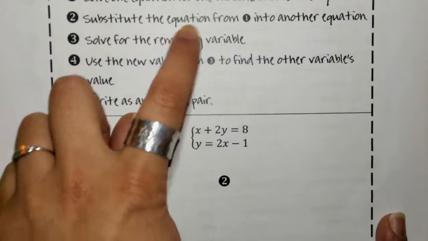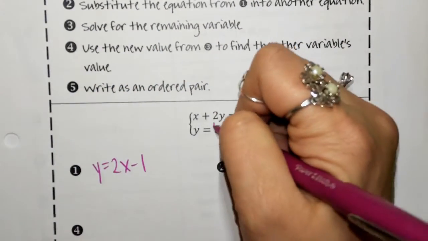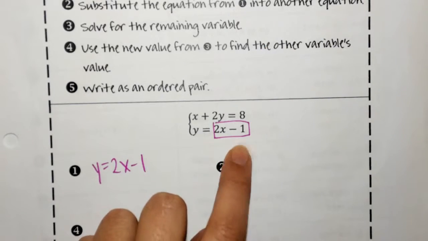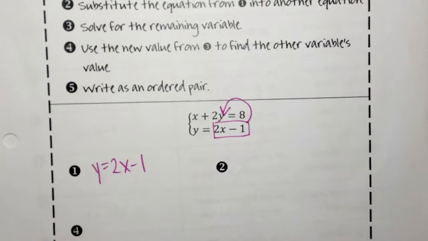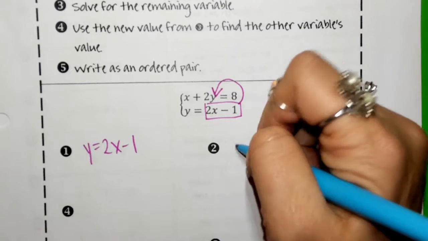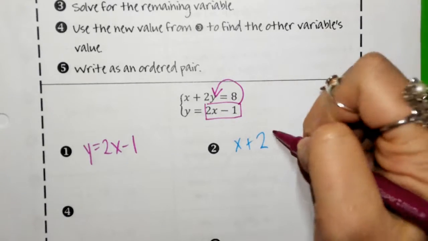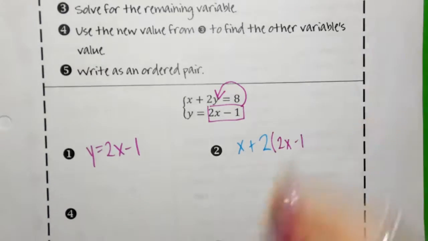Alright, step 2. Substitute the equation from one into another equation. So we know what y equals. Y equals 2x minus 1. So we're going to take that information and we're going to plug it into our top equation. Is everybody ready? Are we sure? It would be, wait, hang on, it would be x plus what? 2 times what? No, we're replacing y. Yeah. Equals what?